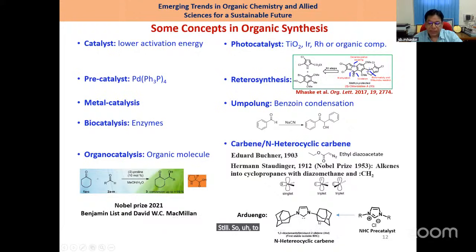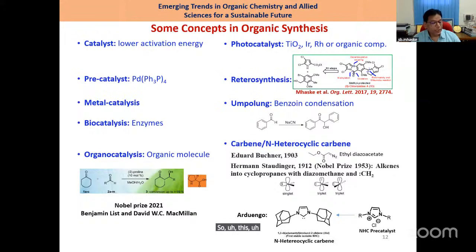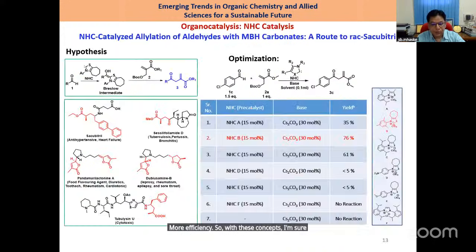So to keep them stable, we store them as their corresponding salt, which is called NHC pre-catalyst. A pre-catalyst is the species which converts to the catalyst in the system, as I told before. So this NHC catalysis we are using in our organic synthesis, and we form different novel scaffolds or known scaffolds with more efficiency. With these concepts, I'm sure it will be easier to understand what I'm going to present next. So, organocatalysis with NHC catalyst.